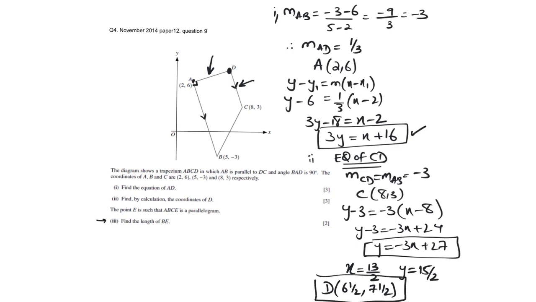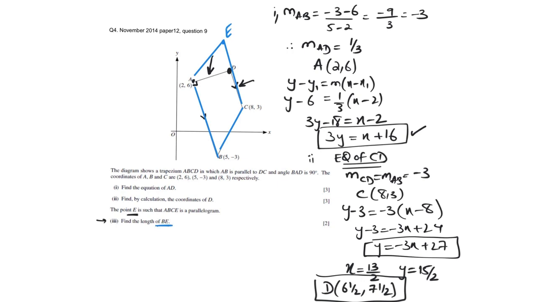And the last part, they are saying the point E is such that ABCE is a parallelogram. So A, B, C, E, where E should be somewhere that forms a parallelogram. So E would be somewhere over here, such that A, B, C, E is a parallelogram. Now for the parallelogram, you are being asked to find the length of BE.